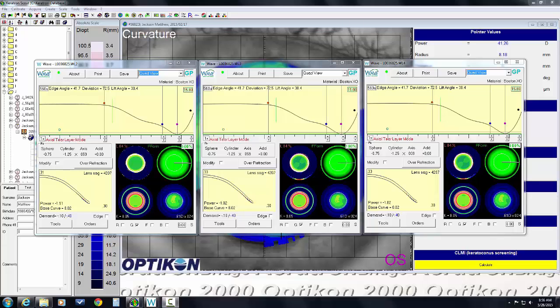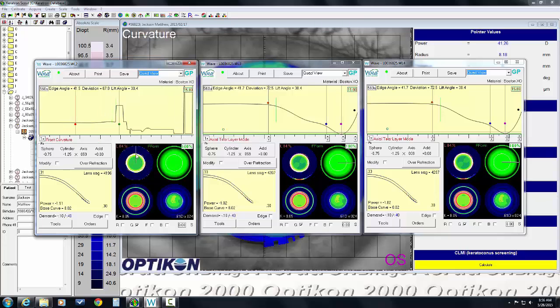In this case, we had a cylindrical overrefraction with a corneal scleral. As you can see, this is the original lens to the left, and what we have is a basically spherical base curve on the back surface with a spherical front surface as well. And this is when we got our astigmatic overrefraction.